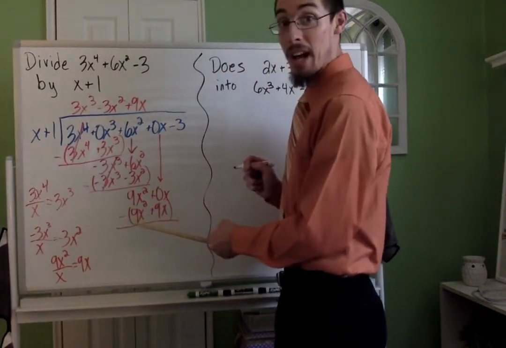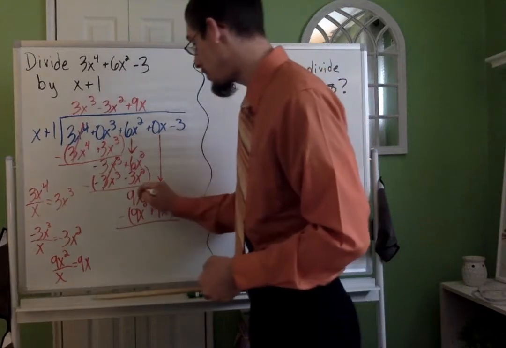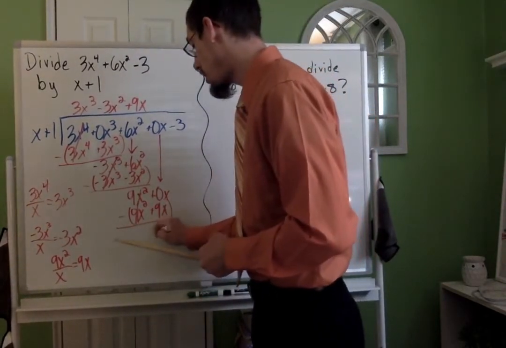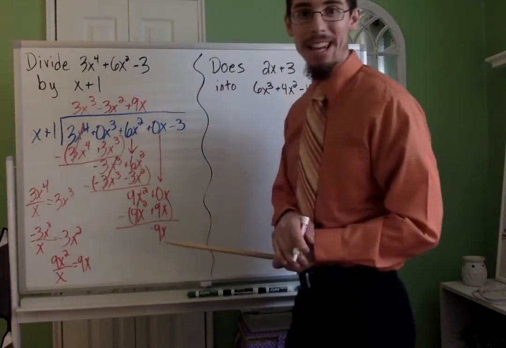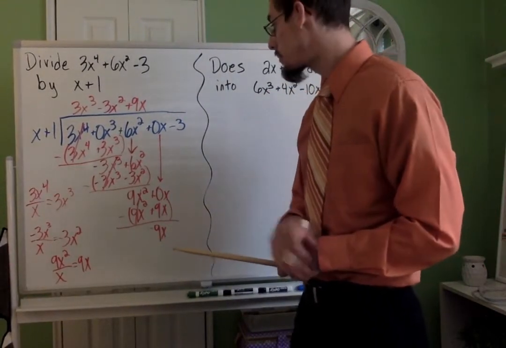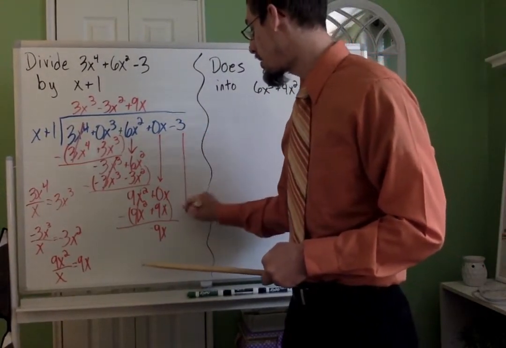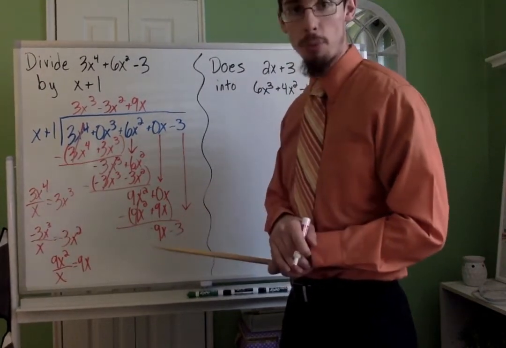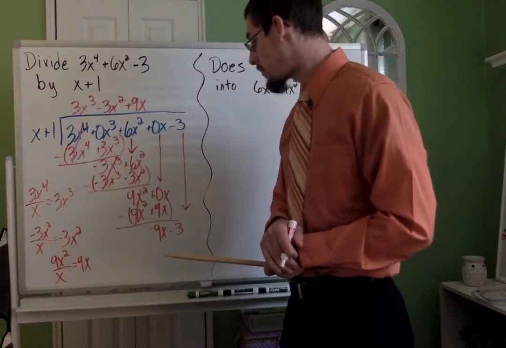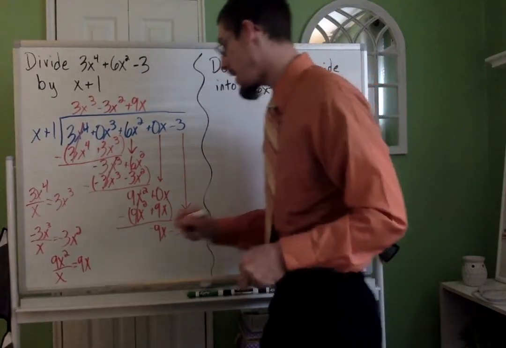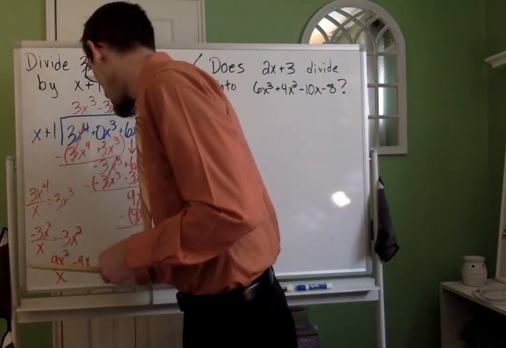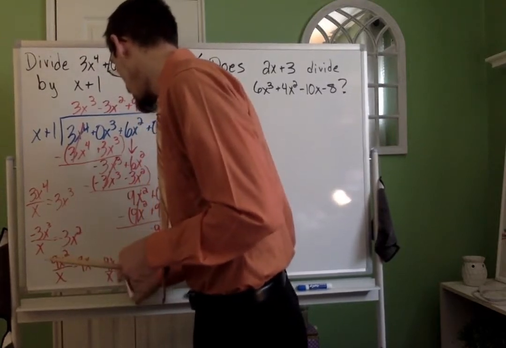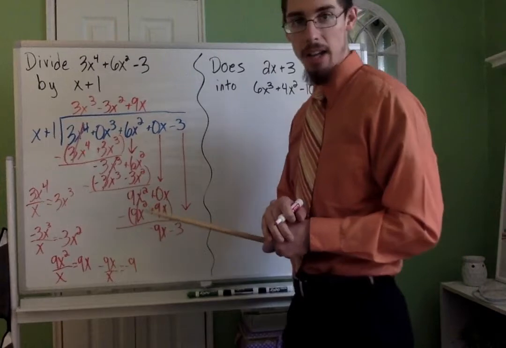9 minus 9, that cancels out. 0 minus 9 gives you negative 9x. Bring down the last piece, minus 3. So I'll take negative 9x, divide it by the first term to get negative 9.